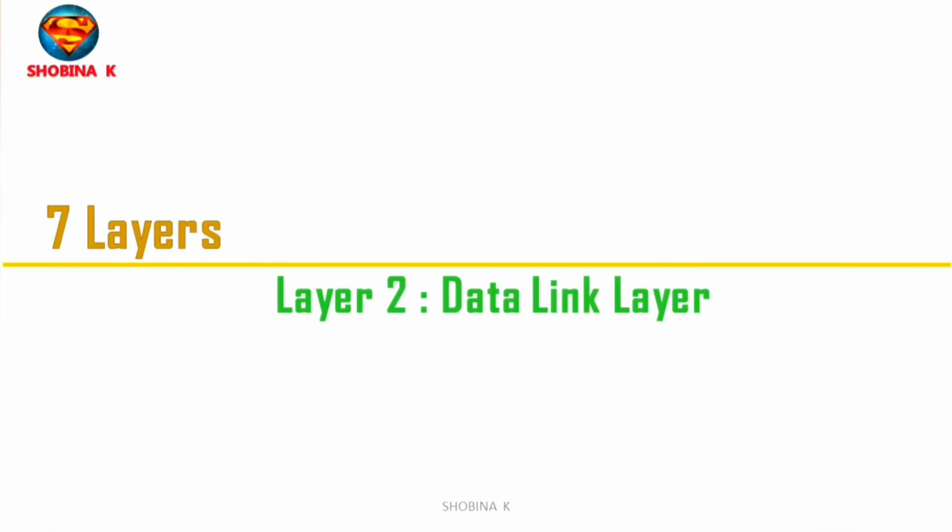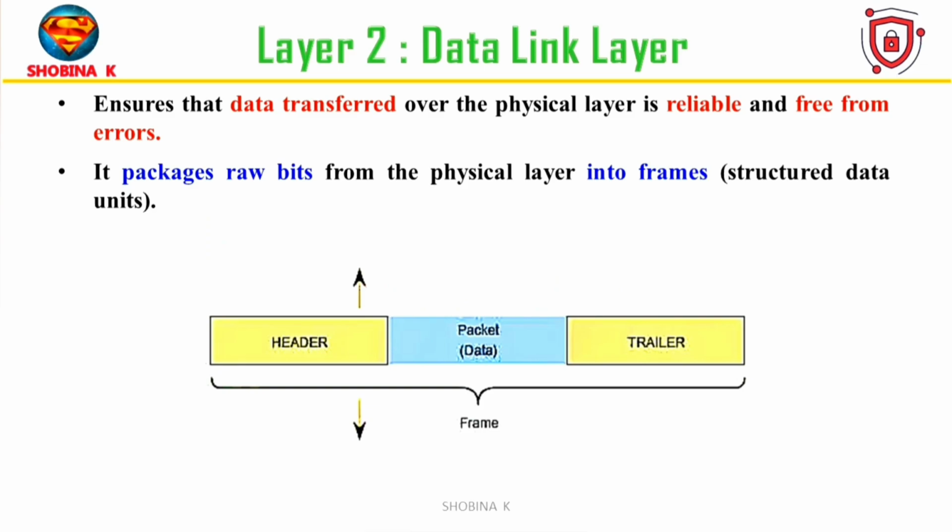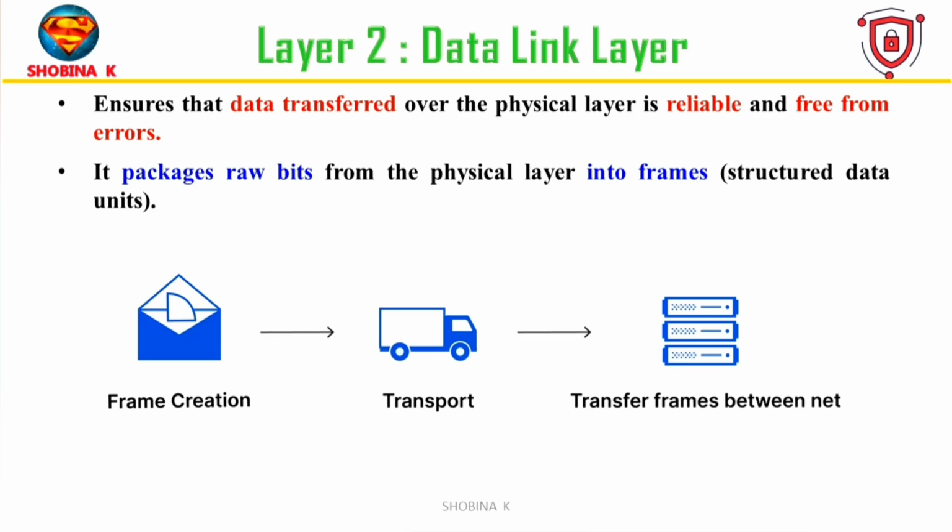And the next layer is the data link layer. This layer ensures that data transferred over the physical layer is reliable and free from errors. It takes the raw bits from the physical layer and packages them into frames. Frames are structured data units. These frames help in organizing data, detecting errors, and ensuring that communication between devices is more reliable.